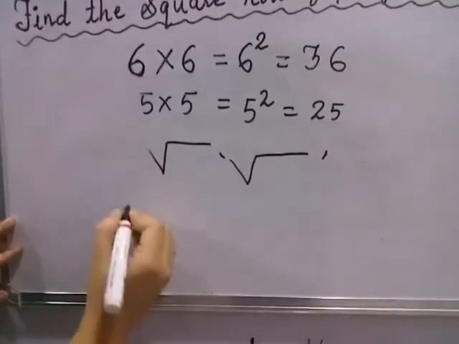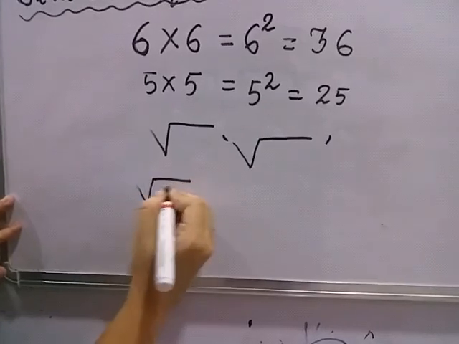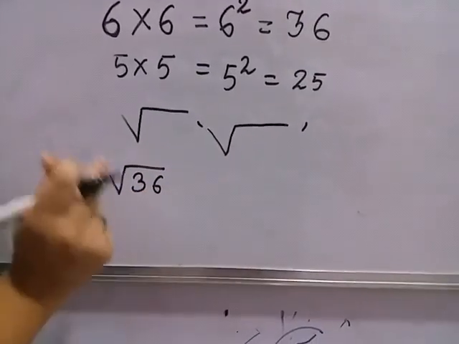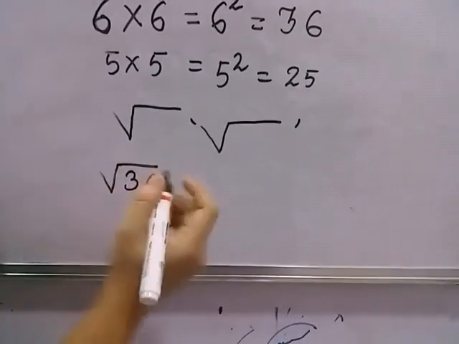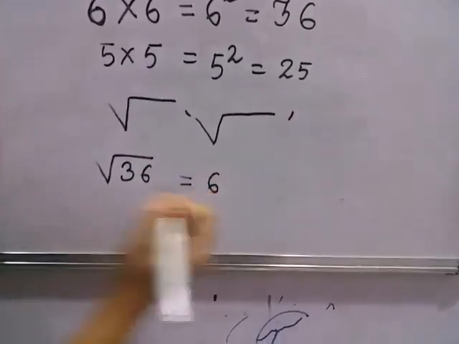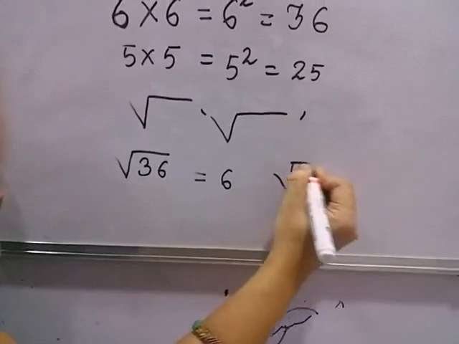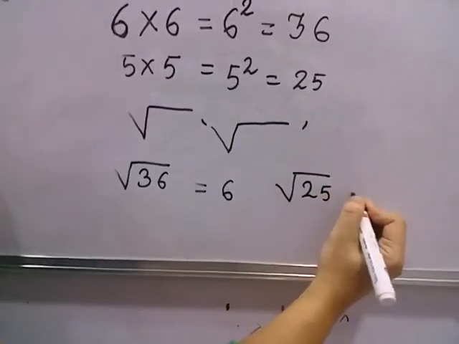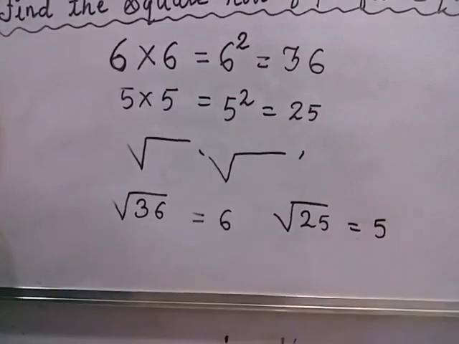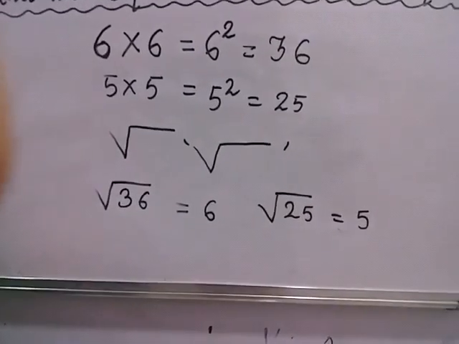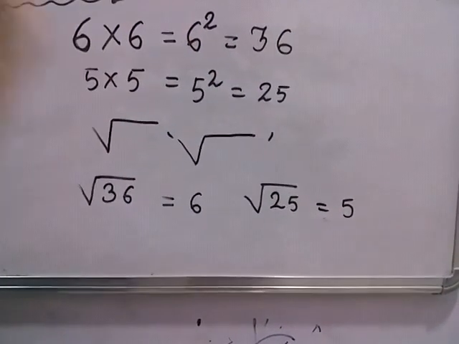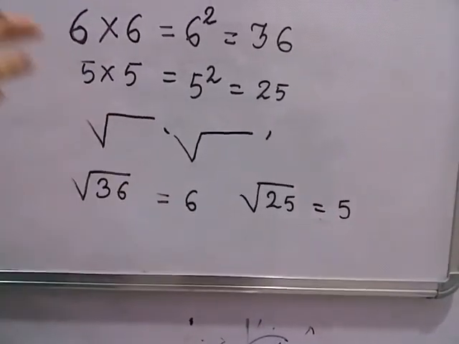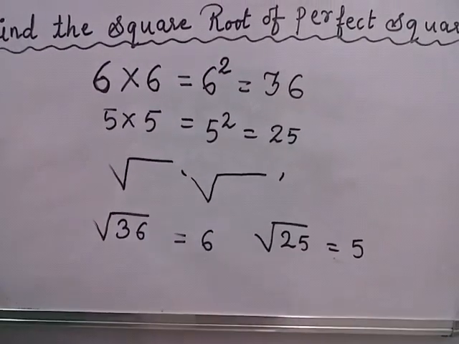So from that, suppose I want to write it this way. How to read this? Square root of 36. And the square root of 36 is what? 6. Or if I take the square root of 25, what is the answer? 5. Okay. So there is a method to find the square root. How to find that square root? That we'll see now in the next practice set.